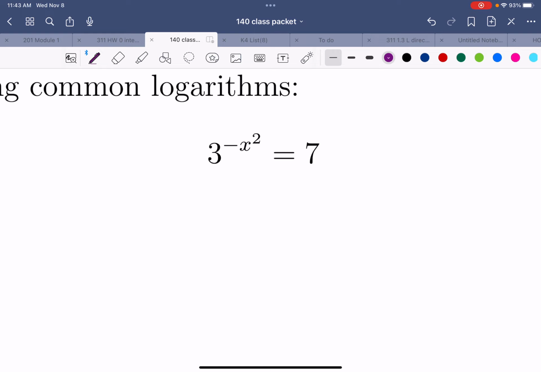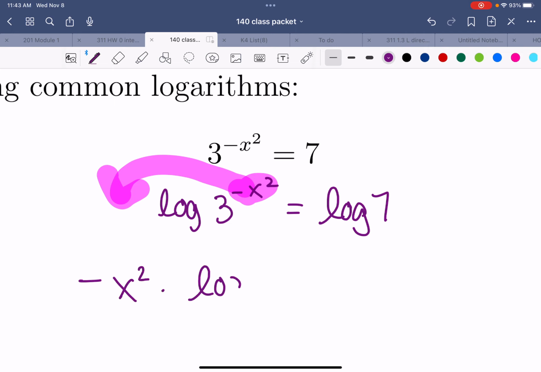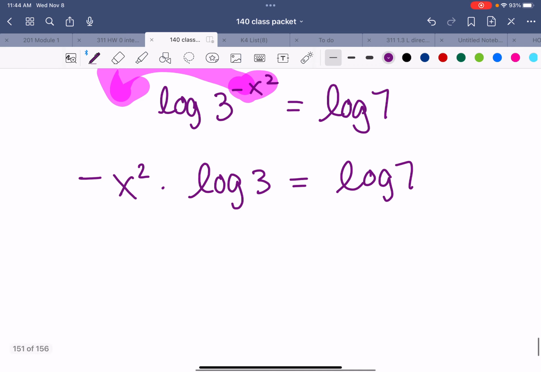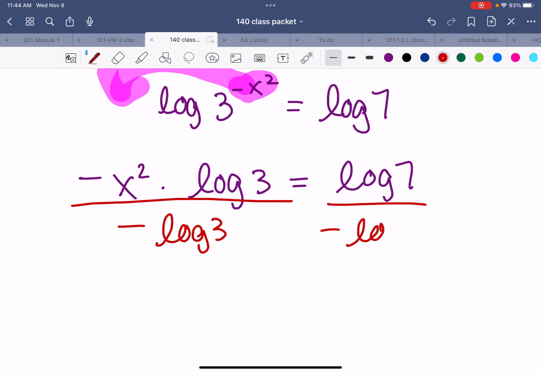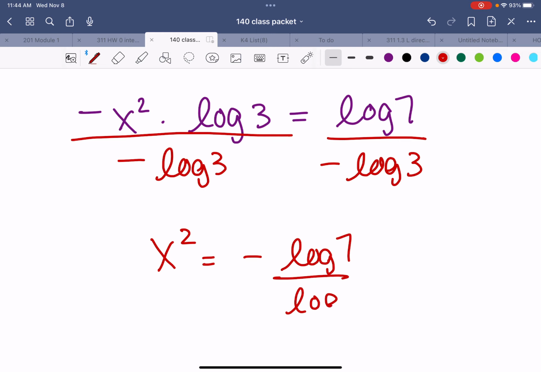So the first thing I'm going to do is take the log of both sides. Now I'm going to use my log properties next. I'm going to take this negative x squared down in front. So that's going to give me negative x squared times the log of 3 equals the log of 7. And then I'm going to get the x squared by itself. So I'm going to divide by both the negative out front and the log of 3. And that's going to give me x squared equals negative log 7 divided by log 3.